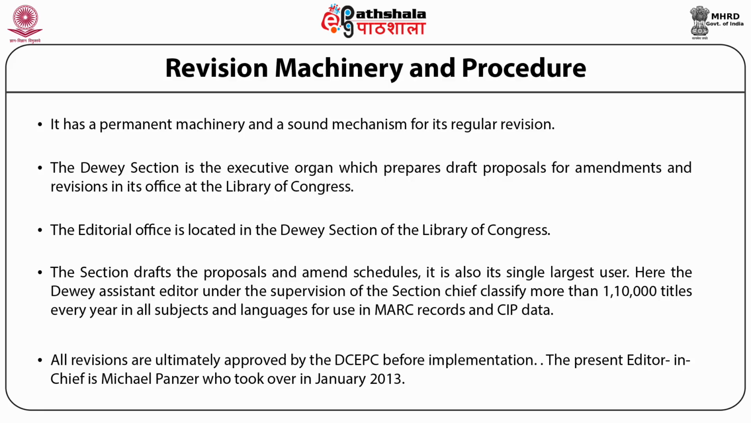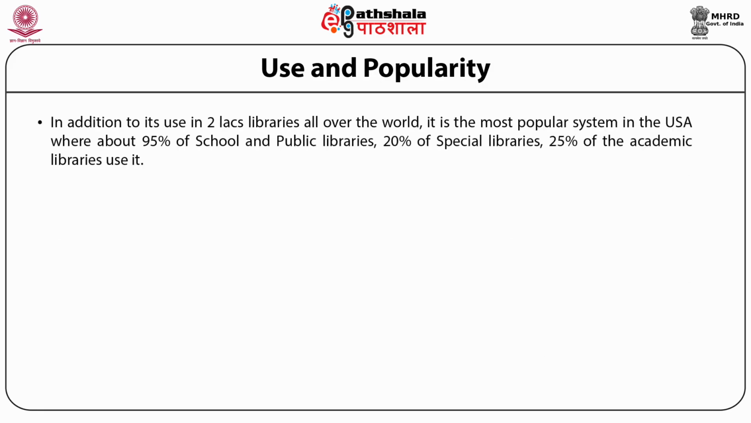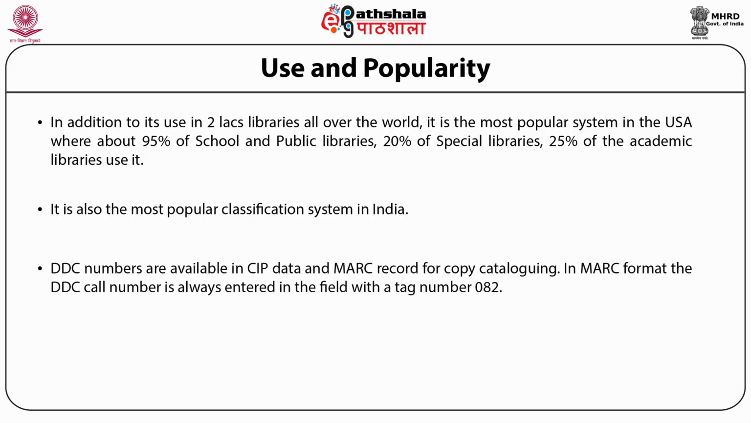The present editor-in-chief is Michael Panzer, who took over in the year 2001-3, and he is the person who is to implement the decisions of the DCEPC. It is very popular, one of the big 3 classifications. In addition to its use in 2 lakh libraries all over the world, it is the most popular system in USA, where 95% of school and public libraries, 20% of special libraries, and 25% of academic libraries use it. It is also the most popular classification system in India.